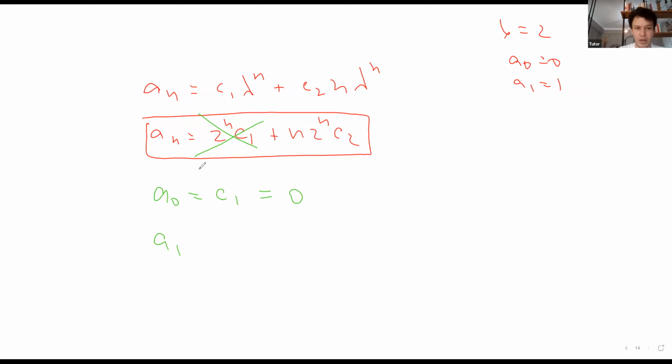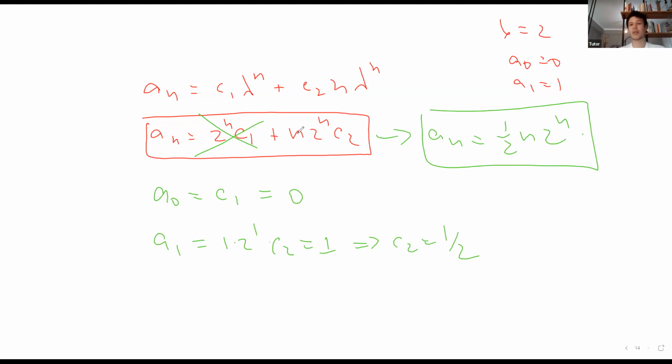So now if I look at A1, what is going to be A1? Well, for A1 this term disappears, right? If I plug in 1, I'm going to get 1, 2 to the 1 times C2, and it's going to be equal to 1. So I can just say that C2 is going to be equal to 1/2. Then I get from here that an is going to be equal to 1/2 n 2 to the power n. Right?